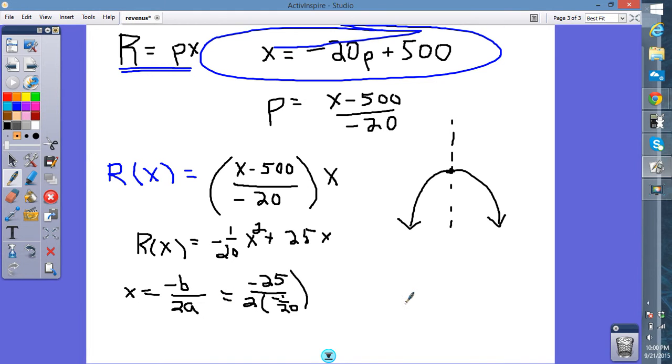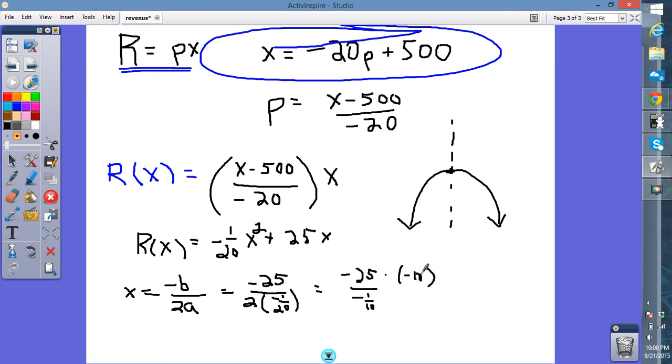Okay, you've got some fraction math to deal with here. Let me clean this up a little bit and make my parentheses look a little better. So basically what you have here is negative 25 divided by negative 2 over 20, which is negative 1 over 10. When you divide by a fraction, it's the same as multiplying by its reciprocal.